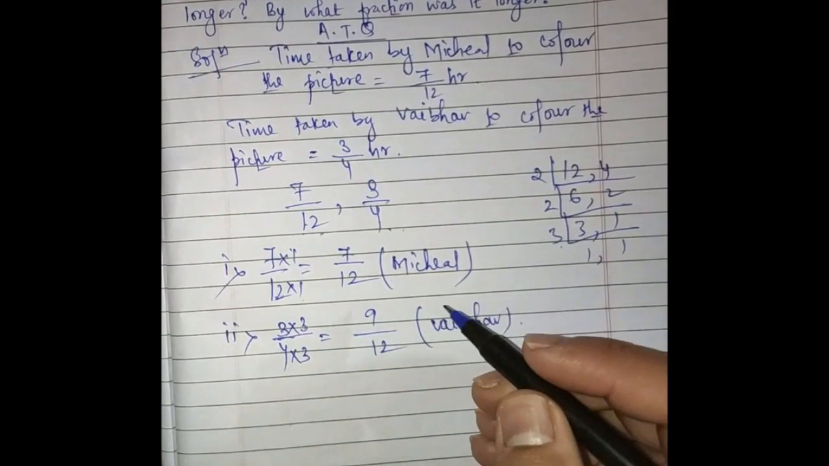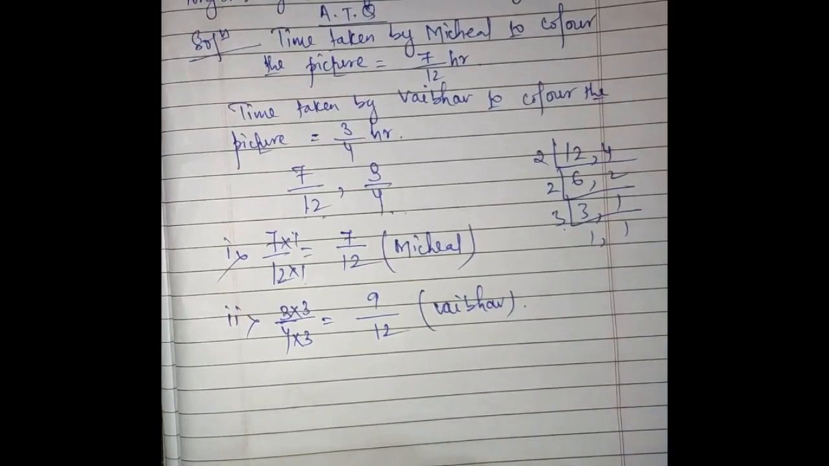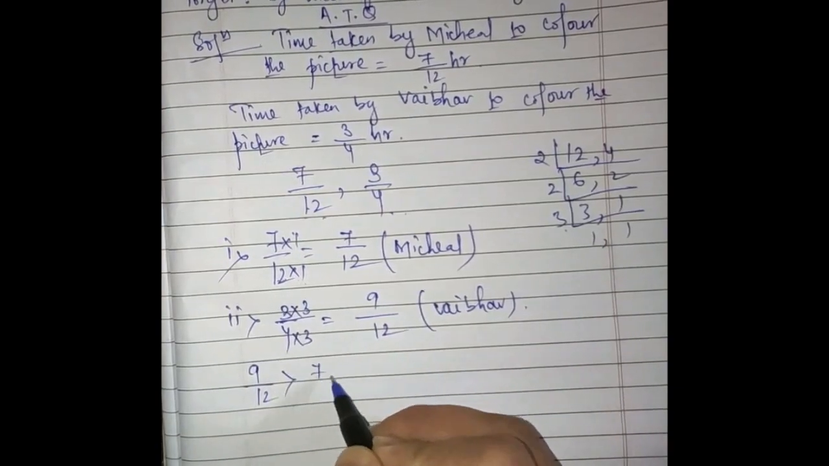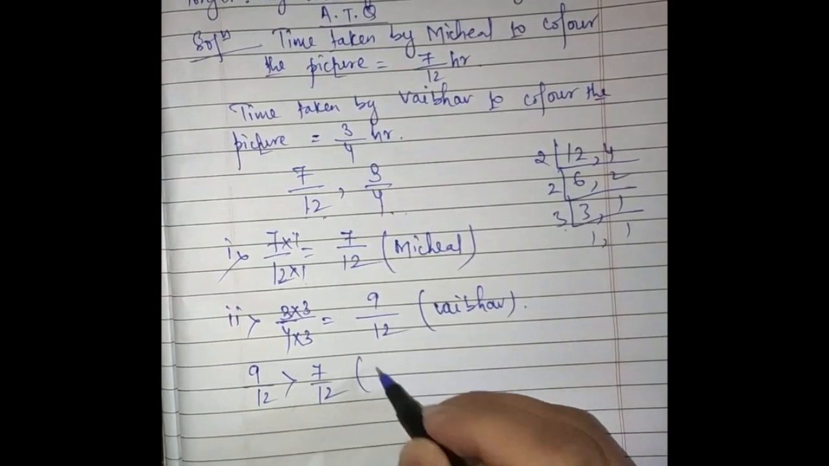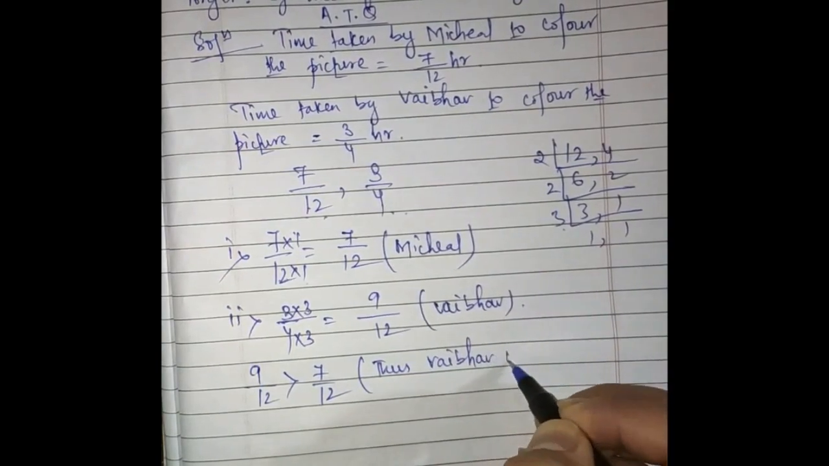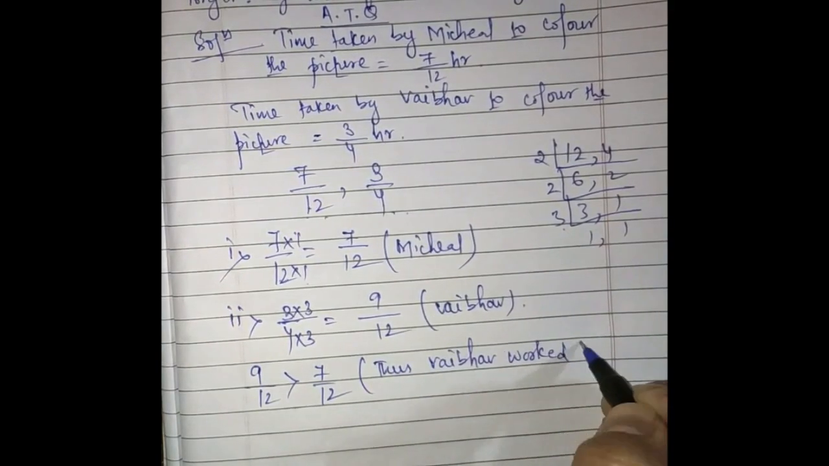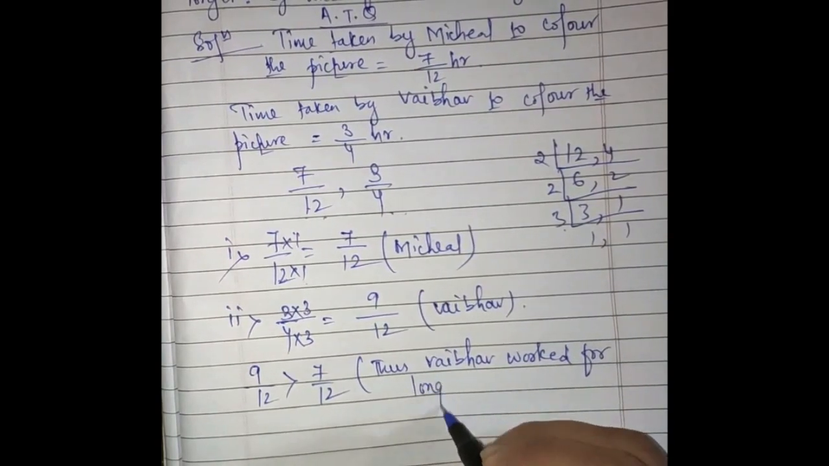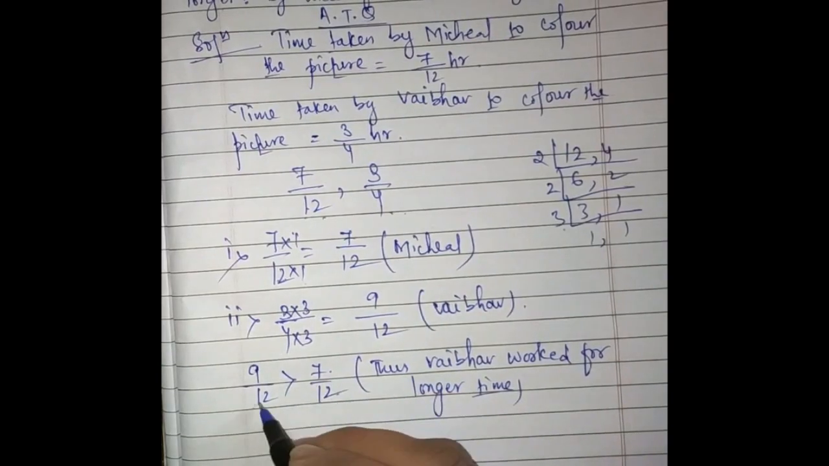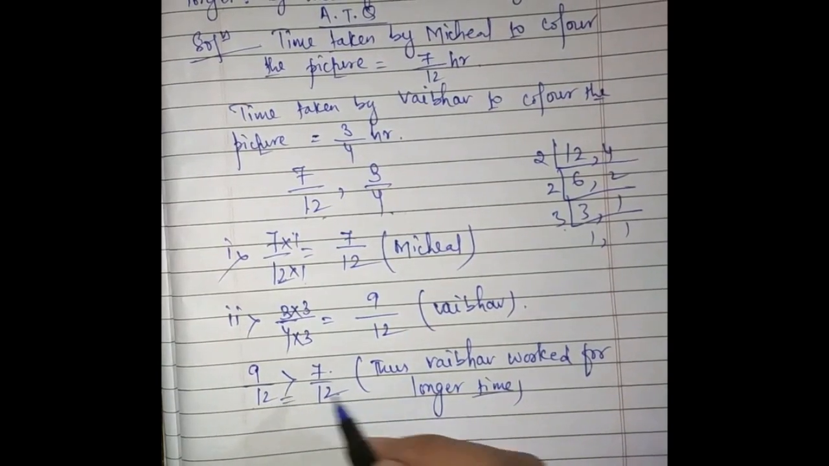So now we got the equivalent form. Who worked longer? By comparing this value, we have to say Bhairav, because 9 by 12 is greater than 7 by 12, right? So thus we can write Bhairav worked for a longer time, right? Because 9 is greater than 7, and the denominators are the same, both 12.